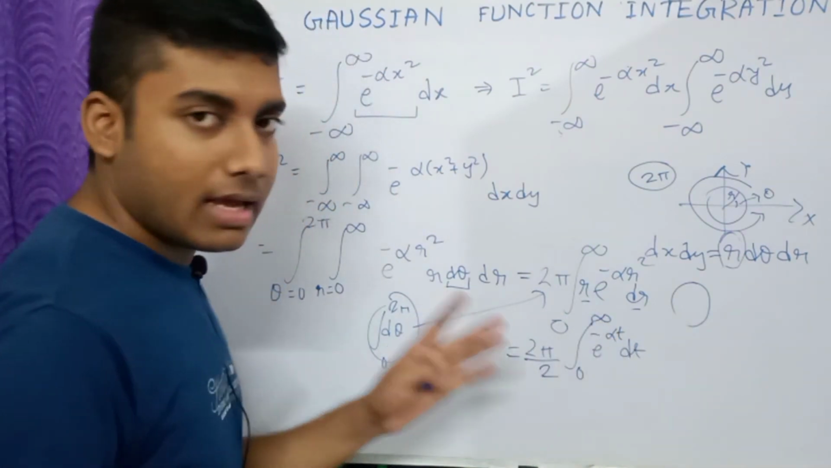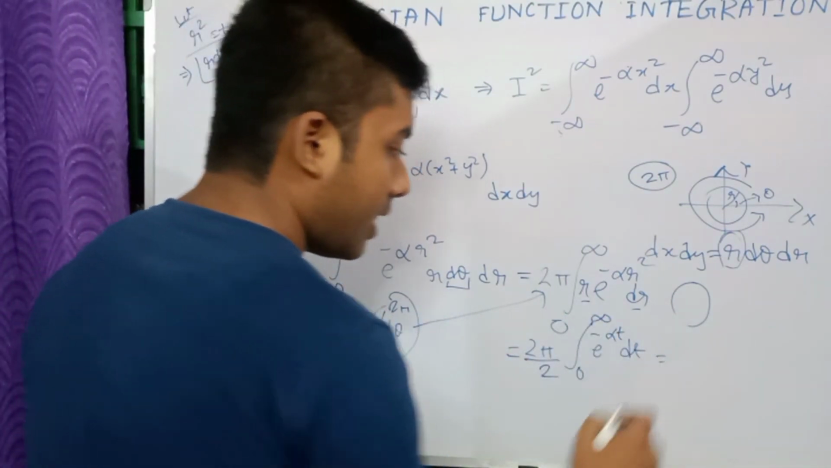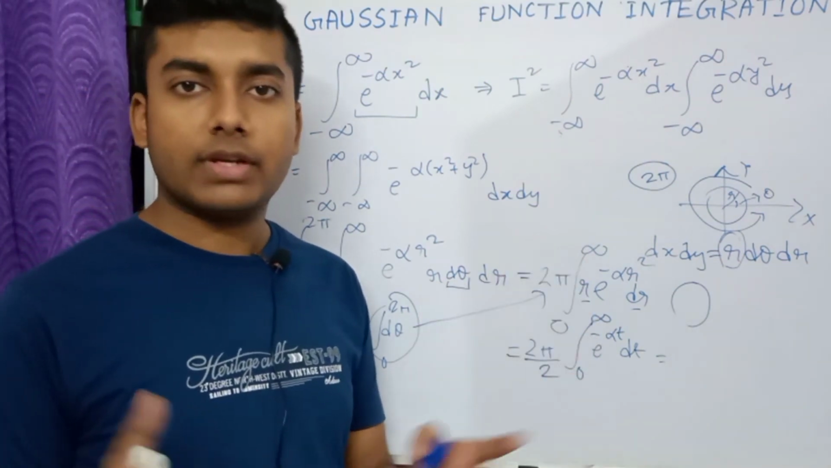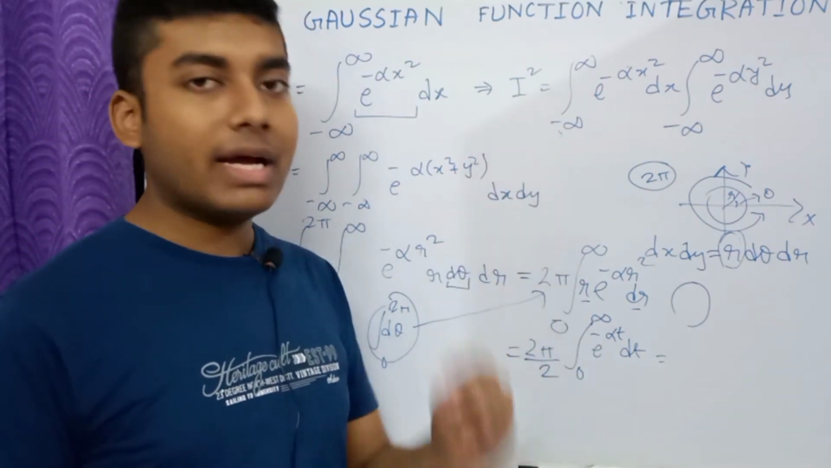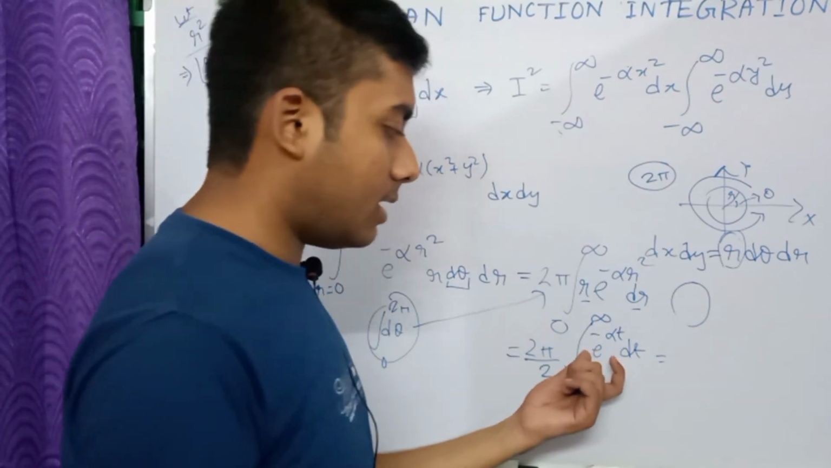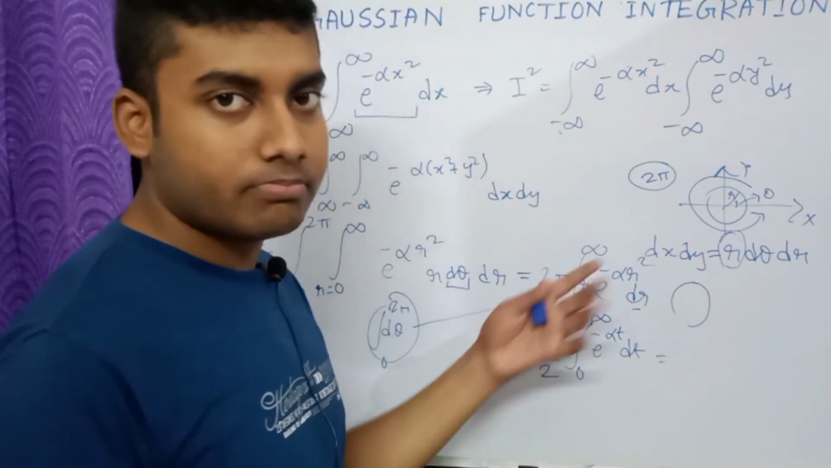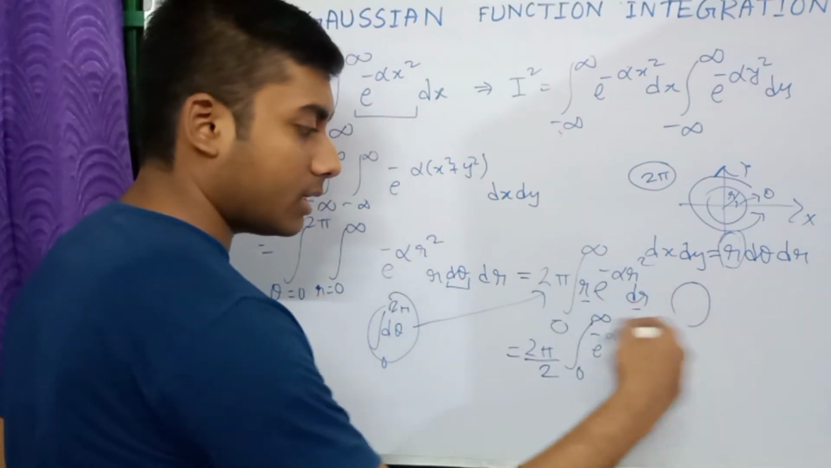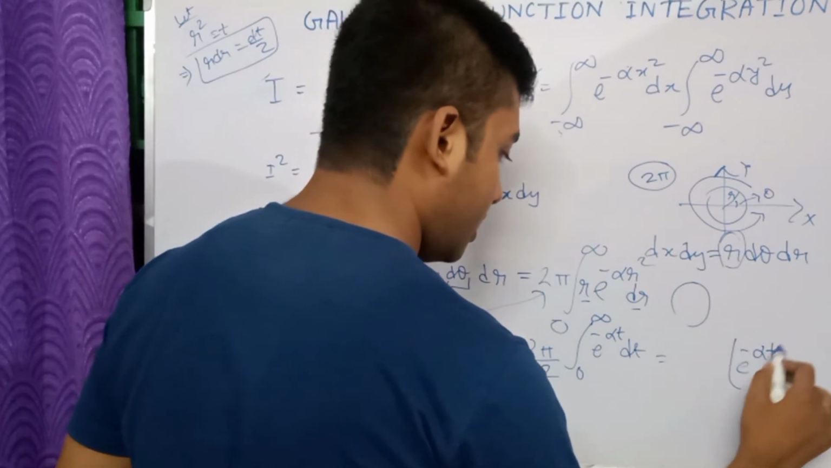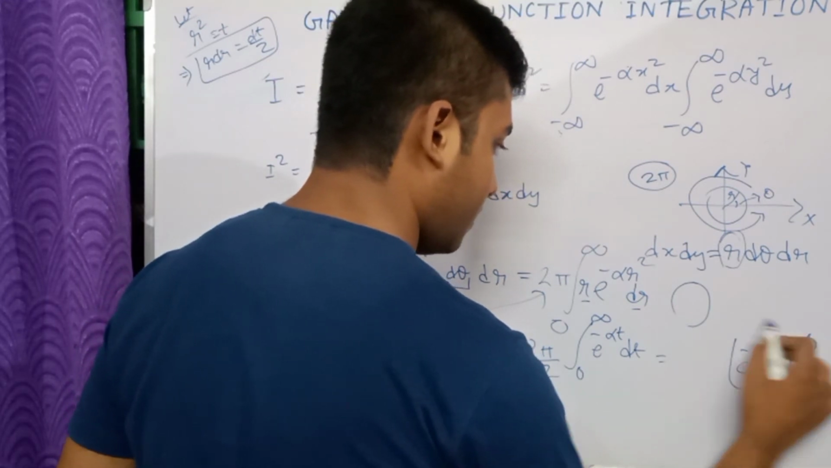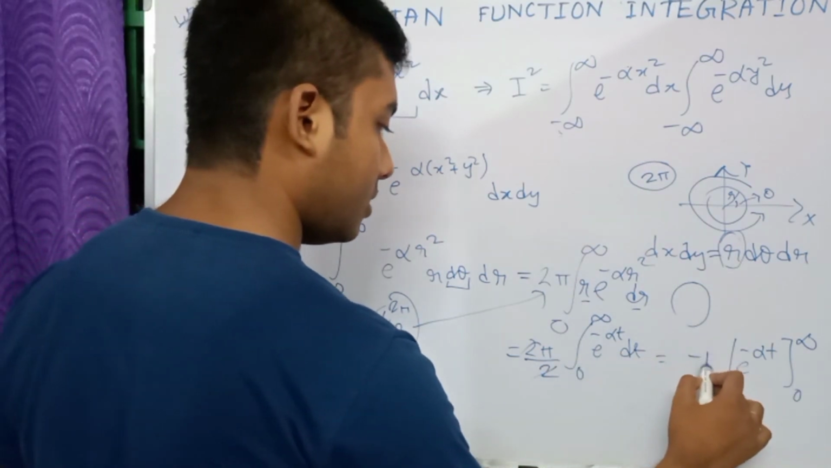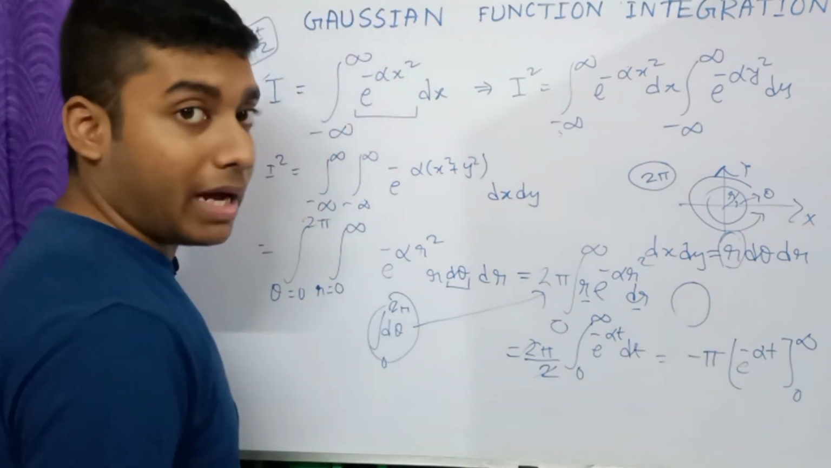Now we can easily take this integration, as we know that the integration of e to the power ax will be what? 1 by a into e to the power ax. That constant will remain the same, along with the e to the power term. So e to the power minus alpha t, and the limit is 0 to infinity, and this 2 will be cancelled out, and here this will be only minus pi.